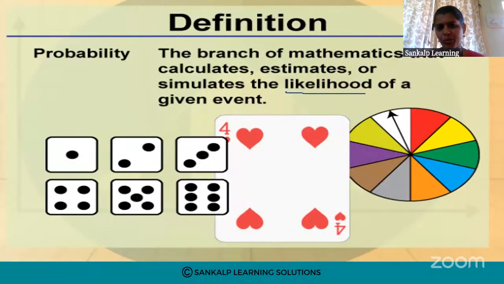Before going to discuss the terms related to probability, first we should know what we mean by probability. Probability is the branch of mathematics that calculates, estimates, or simulates the likelihood of a given event. So this word is very important: likelihood of a given event. That means it may happen or may not happen. What do we mean by event then?